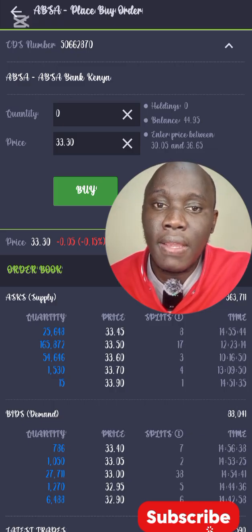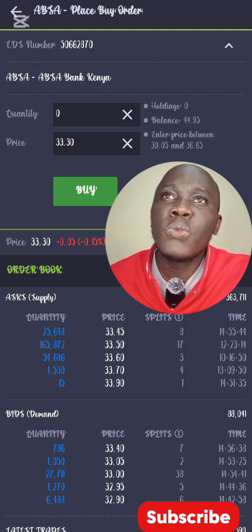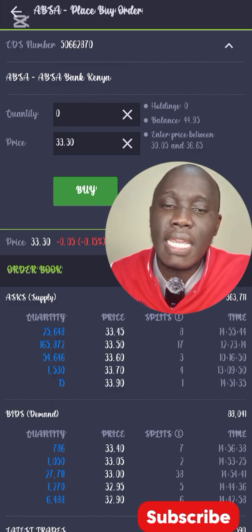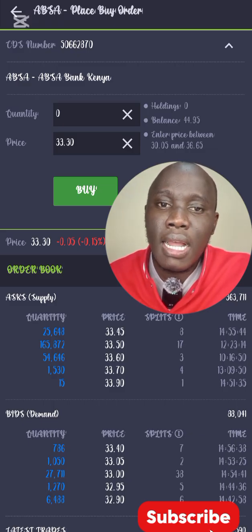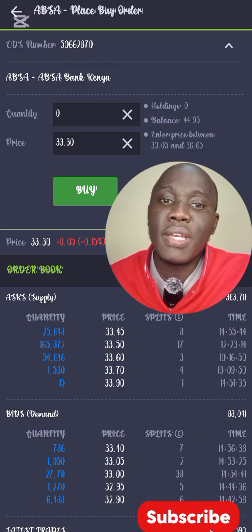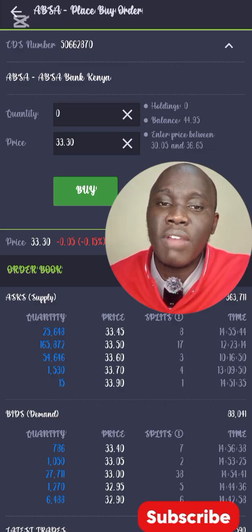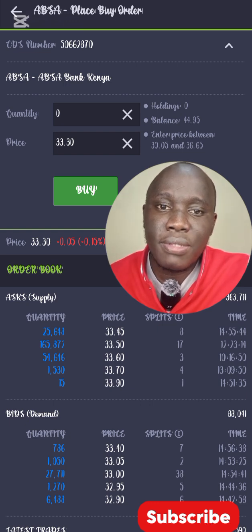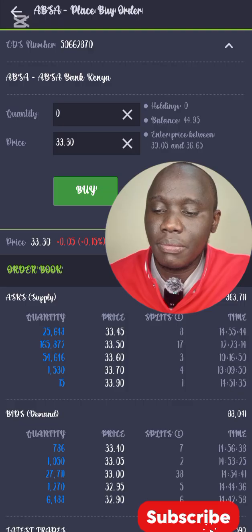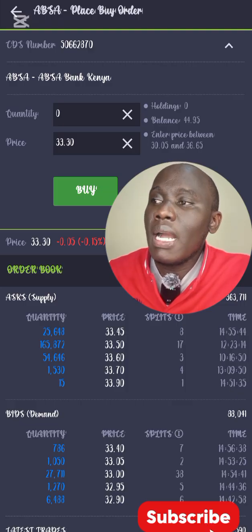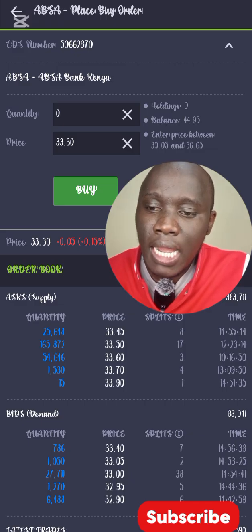To start with, you need to have the amount that you want to use already deposited in the Dosika app. In your wallet in the Dosika app, there is a pay bill where you fund your account so that you can buy shares. So if I want to buy shares worth 5,000, I need to have the 5,000 deposited in my account. Now, let's talk about the quantity. How many shares can you buy?